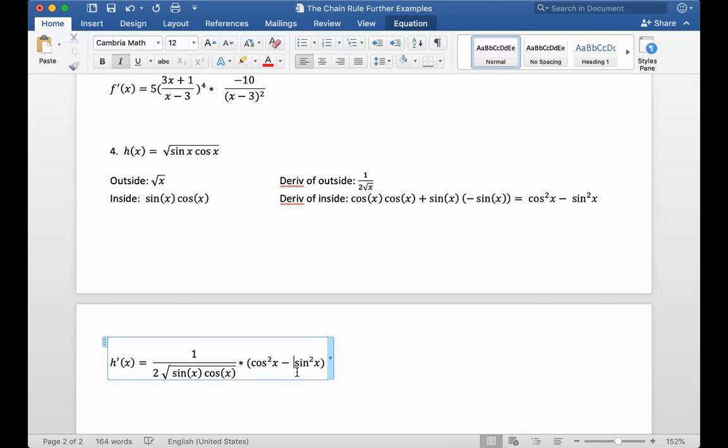And so I get as my answer 1 over 2 times the inside. So 1 over 2 square root of the inside. So 1 over 2 times the square root of sine x cosine x times the derivative of the inside function, which is cosine squared x minus sine squared x.